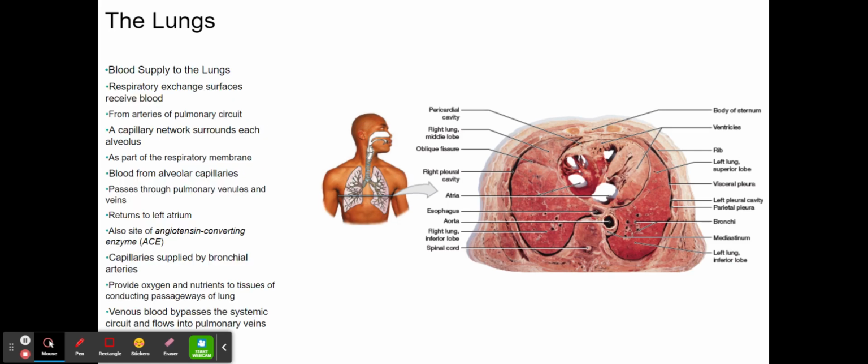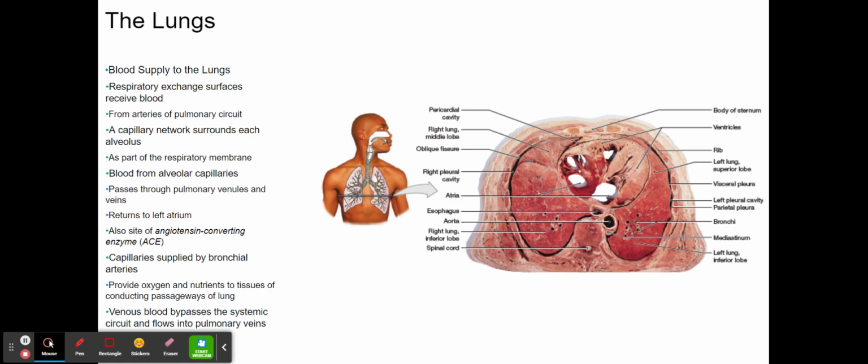Two circuits nourish lung tissue. One supplies the respiratory portion of the lungs. The other perfuses the conducting portion. The respiratory exchange surfaces receive blood from arteries of the pulmonary circuit. The pulmonary arteries carry deoxygenated blood. They enter the lungs at the hilum and branch with the bronchi as they approach the lobules.